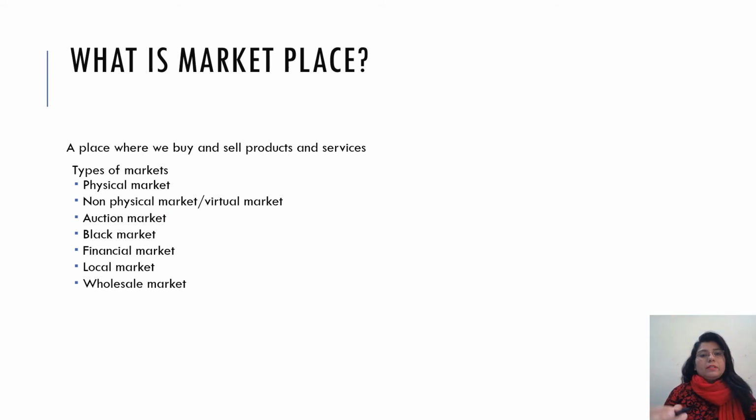What is a marketplace? A marketplace is the place where we buy and sell goods and services. What are the types of market? One is the physical market. A physical market is one where the buyer and seller interact with each other face to face. For example, our local area market or shopping malls. The other is the non-physical market.